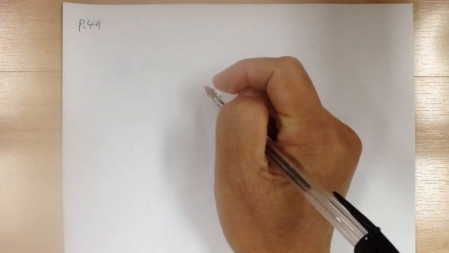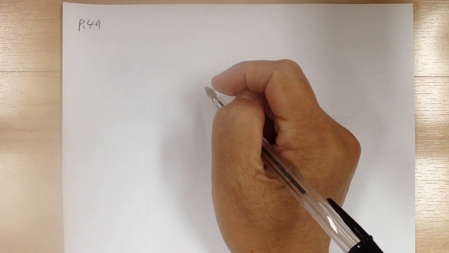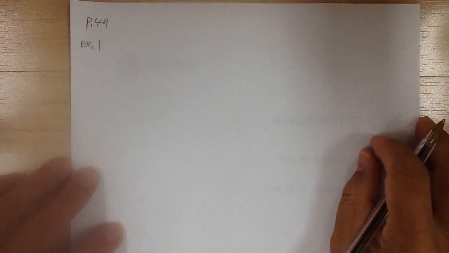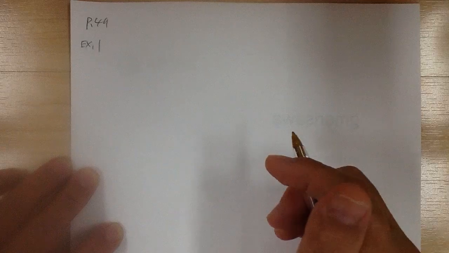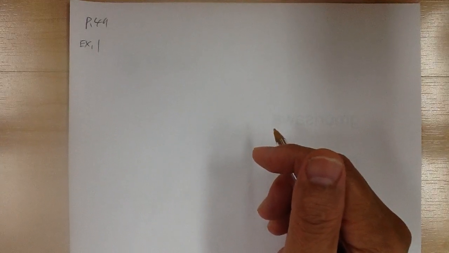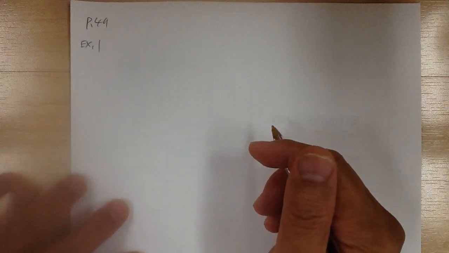Let's go to page 49. This lesson is on solving word problems. Let's go to example 1. When you're doing a problem, what you want to do is read the problem to get an understanding of the problem, and then after that, you want to set up the variable to answer the question.